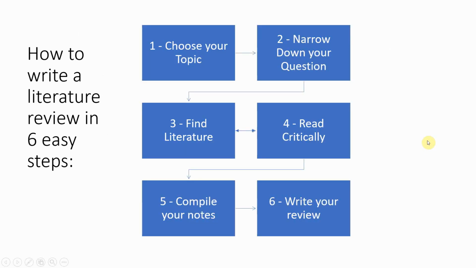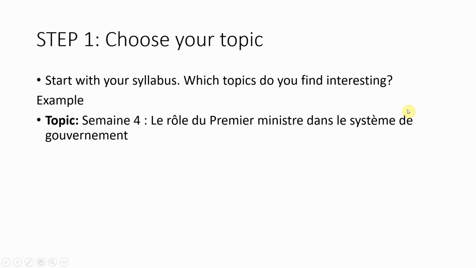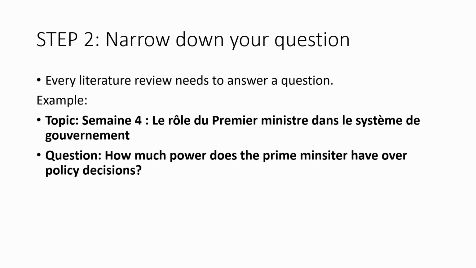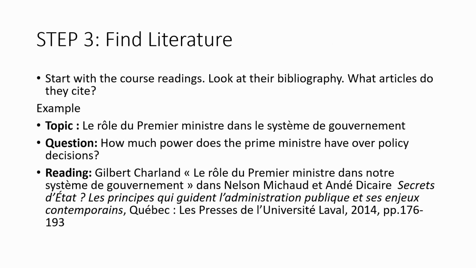So how to write a literature review in 6 Easy Steps. You've already done some of this, so you've already chosen your topic, which is great, and I've given you all feedback on that, so that's a good start. You've also narrowed down the question that you need, which we've done. Please feel free to shoot over any amendments to your question if you have any questions. And we've already found literature reviews, or literature to read, so that's good.